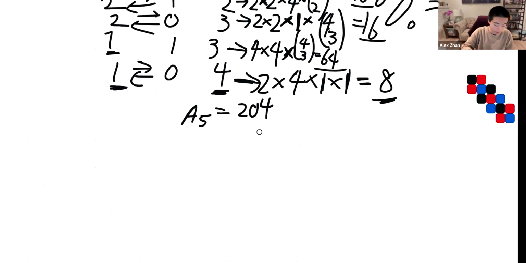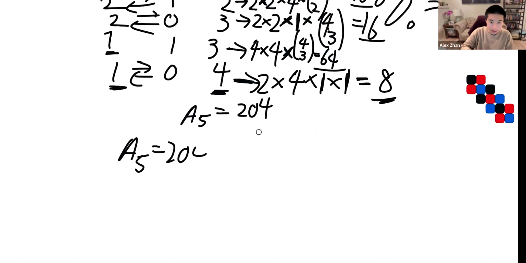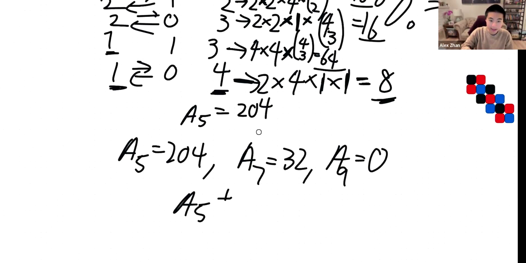Okay, I will write down our final answer. A5 equals 204, A7 equals 32, A9 equals 0. So A5 plus A7 plus A9 is equal to 236.